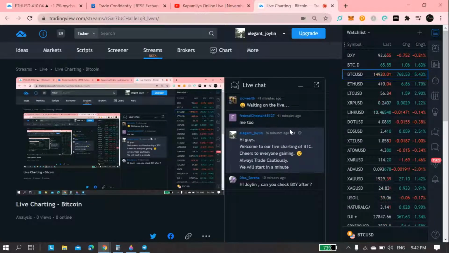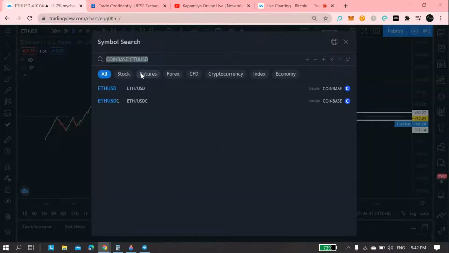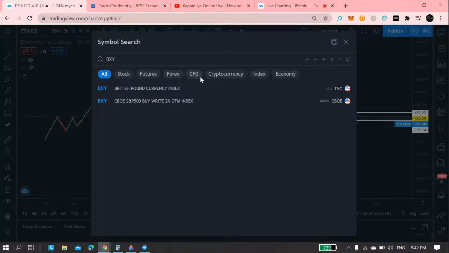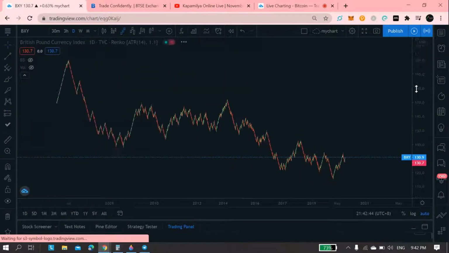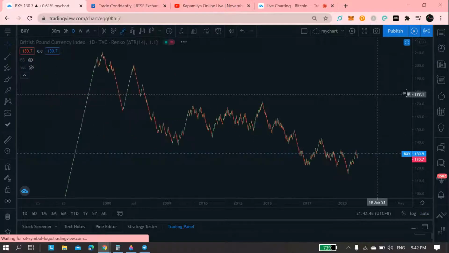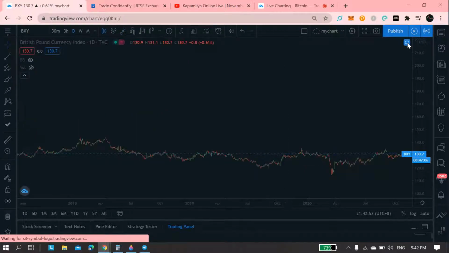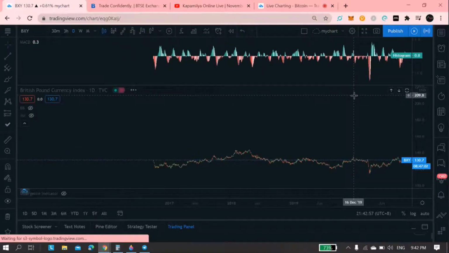BXY, what's this? BXY. This is the British pound index, forex. So we will use the candlestick first, before the Renko chart.